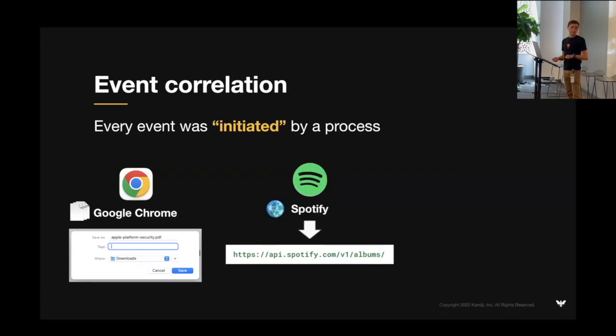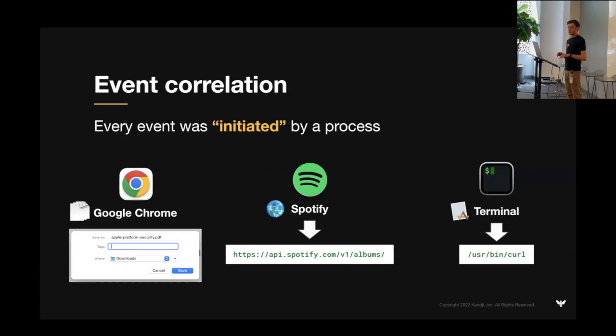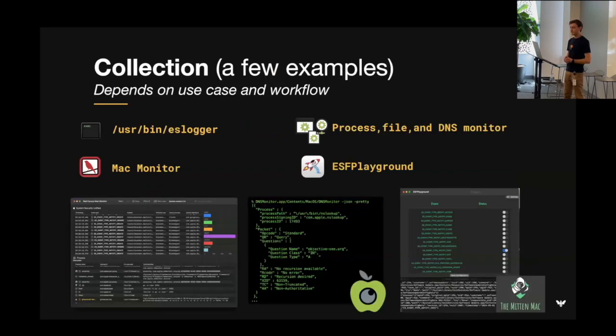Spotify, you load up a new album. It's connecting to that API. Spotify is initiating the activity of connecting to that web domain. Terminal, you spawn curl. Terminal is responsible for execing a subprocess that will handle downloading something.